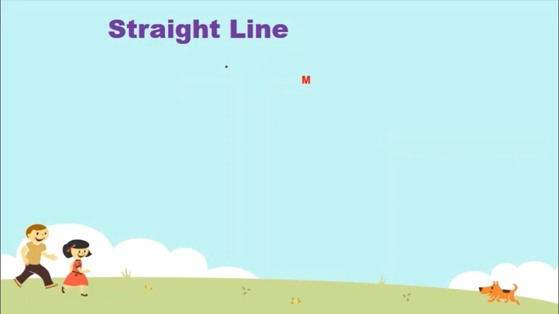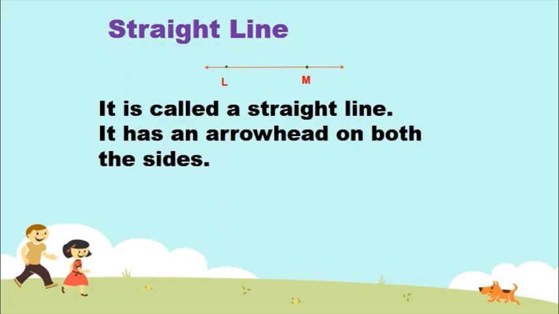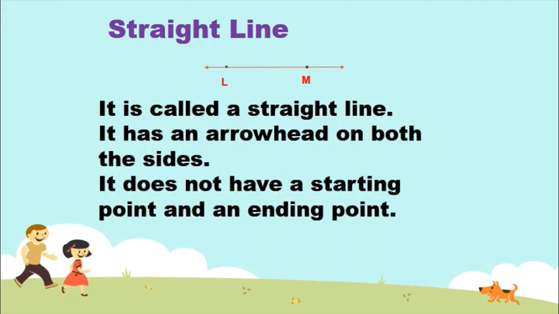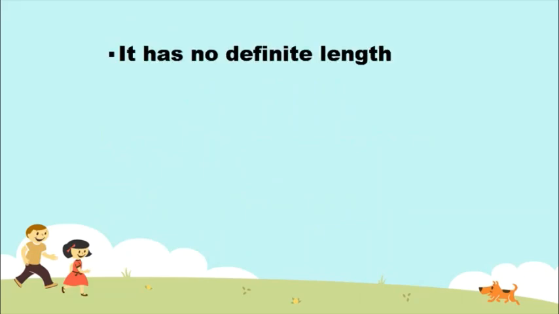Children, now we are going to discuss straight line. Just observe this straight line, children. What are the things you have noticed? It is a straight line. It has an arrowhead on both the sides. What does it mean? It means you can stretch it on either side. That means you can make this line longer from either side. It does not have a starting point and an ending point. It has no definite length.